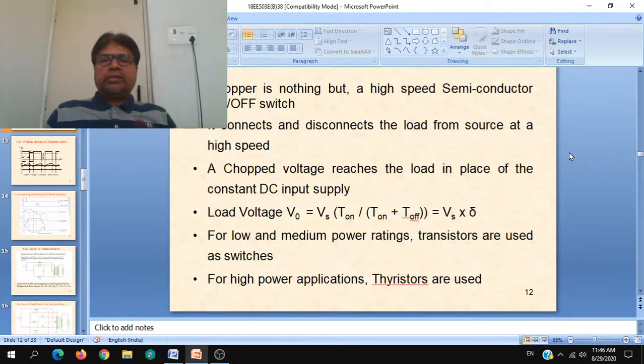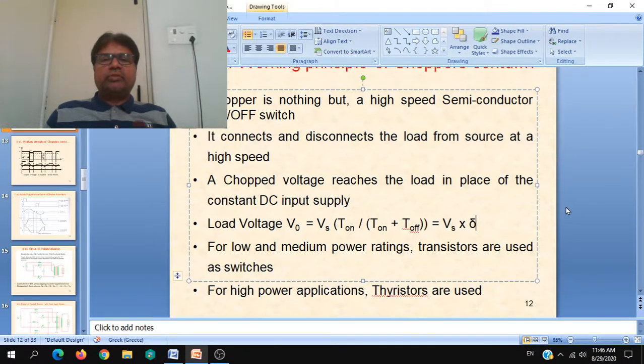And write the concept of the main thing, the working principle. That is, it is nothing but a high speed semiconductor on off switch. It connects and disconnects the load from the source at a high speed. So a chopped voltage reaches the load in place of the constant DC input supply. And this is the main thing you have to compulsorily write, that is load voltage V naught is equal to Vs into T on by T on plus T off, which is equal to Vs into delta.